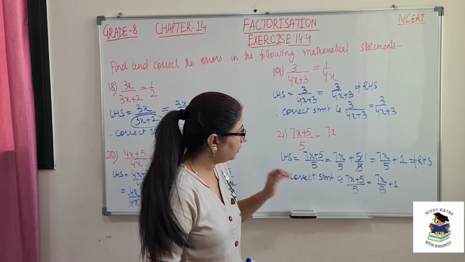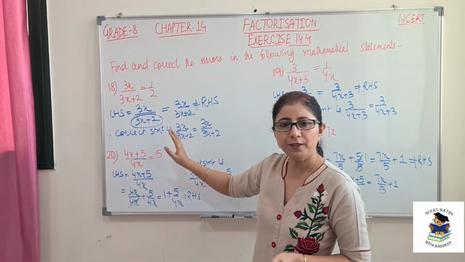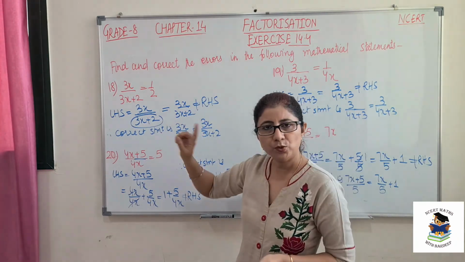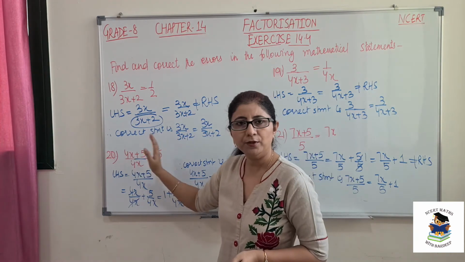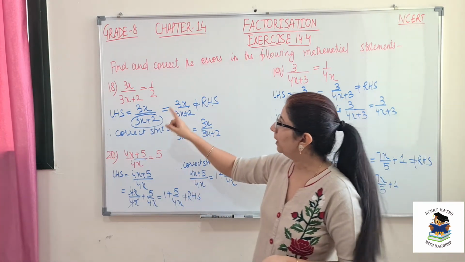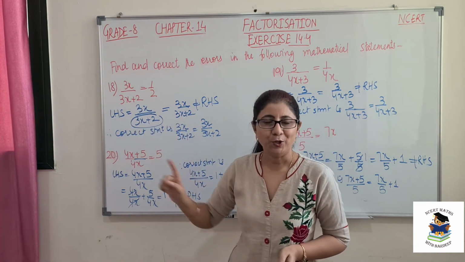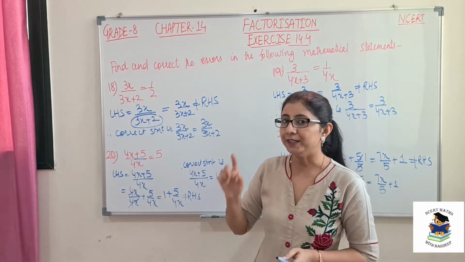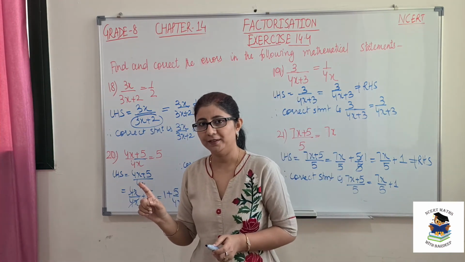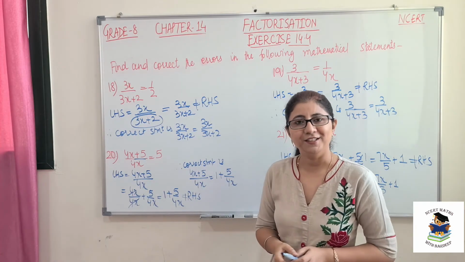Okay, so the main point to be remembered here is that whenever the denominator is only one term, we can split our numerator and write the denominator below each term. But if the denominator has more than one term, we cannot split it. Okay, so we cannot split the denominator as we did the numerator. That is the main point in this question.